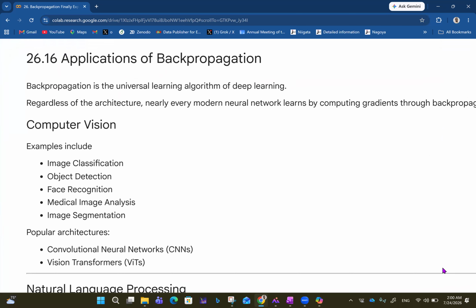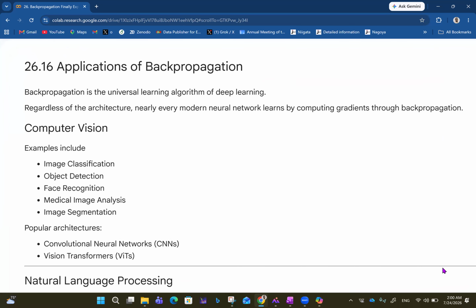So let's talk about applications of backpropagation, which we've talked about several times. Backpropagation is the universal learning algorithm of deep learning. Regardless of the architecture, you have gradient descent, and inside backpropagation, you also have the chain rule. Putting all of this together, you have the whole idea of learning.